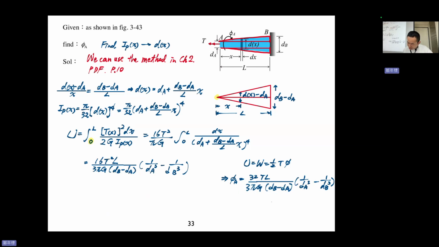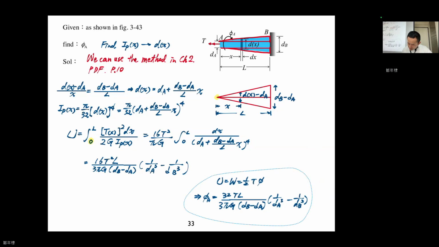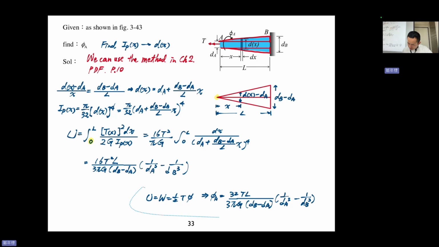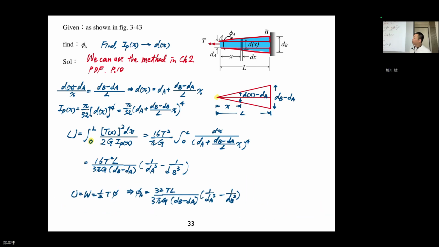We can determine phi A. Okay, so that's the result. And then we finish chapter 3. Congratulations.